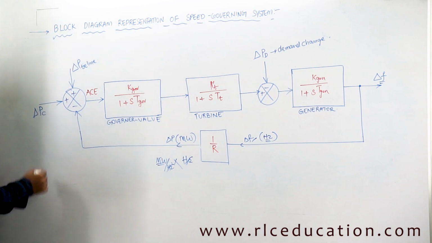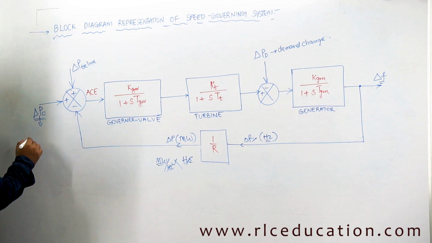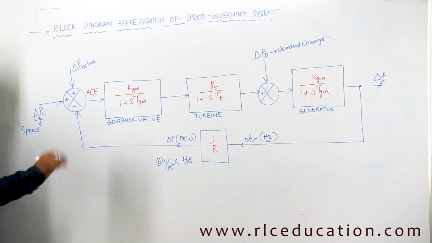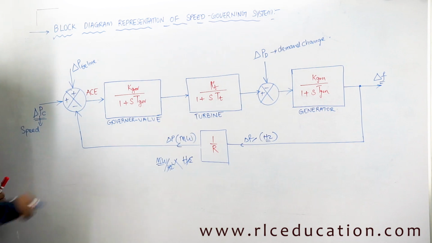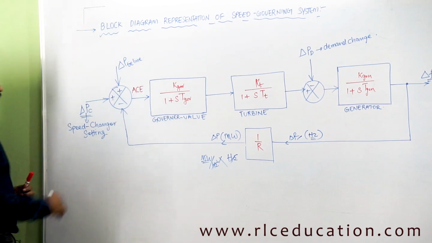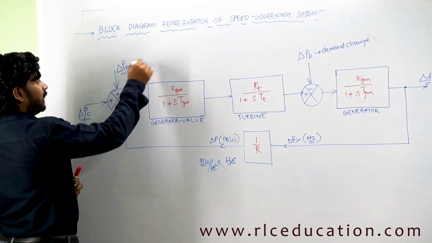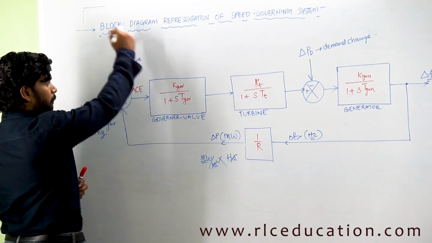Now you see, to this summer, what is the input? Delta PC, where delta PC is called the speed governor setting. Please keep this in mind, delta PC. They will directly ask in MCQs: delta PC in a flyball mechanism or speed governor system is called the speed changer setting. To this block another power is input, that is delta P tie line, the incremental change in tie line power.